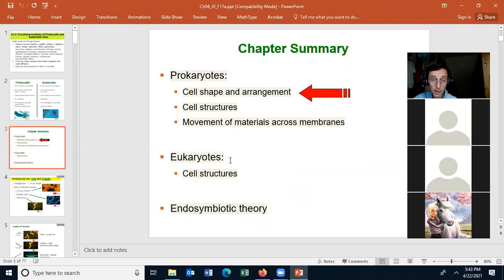And we'll then talk about eukaryotes, and we'll talk about the cell structures in eukaryotes. And a lot of these cell structures are organelles, but the ribosomes would be a cell structure that's not a membrane-bound organelle. And then lastly, we'll talk about the endosymbiotic theory.